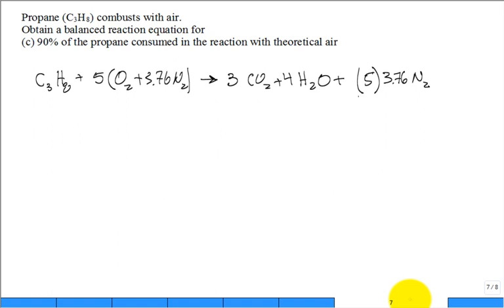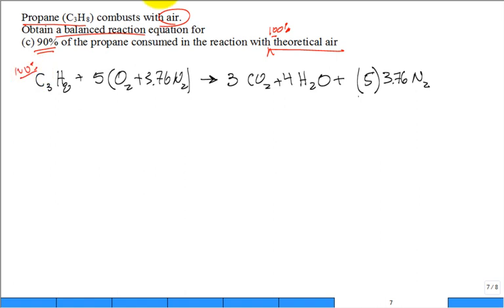Now that we have it for excess air, get a new equation, this time the same fuel, propane, oxygen from air. We want a balanced reaction equation if 90% of the propane is consumed in the reaction with the 100% theoretical air. So what happens to the 10% that's not consumed? It goes out in the products as propane. So I would always get to this benchmark, 100% theoretical air. Redo it again, get there.